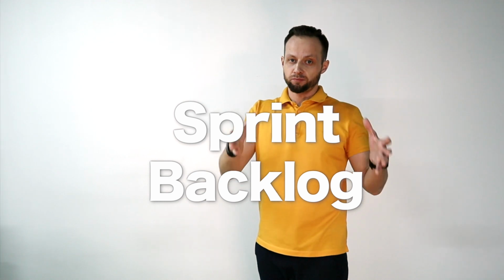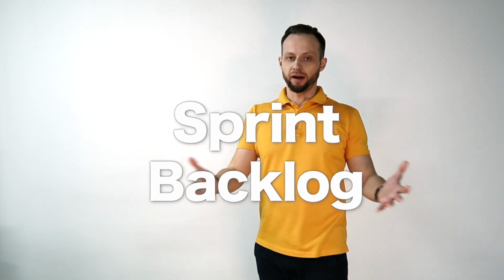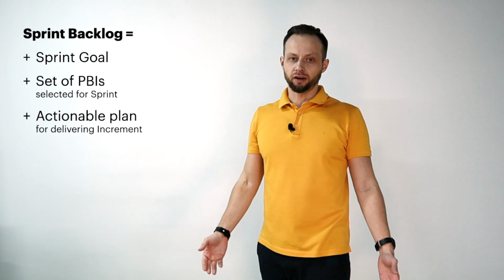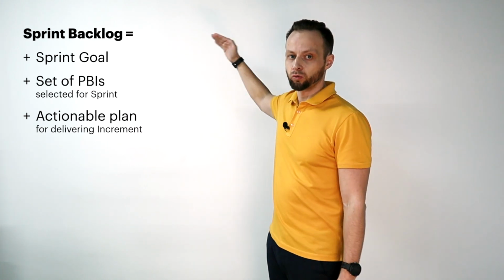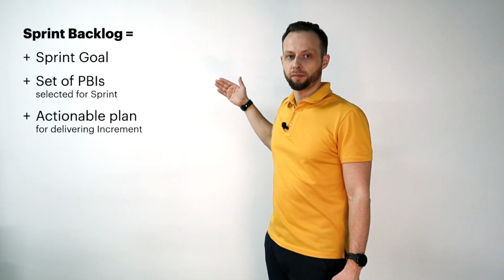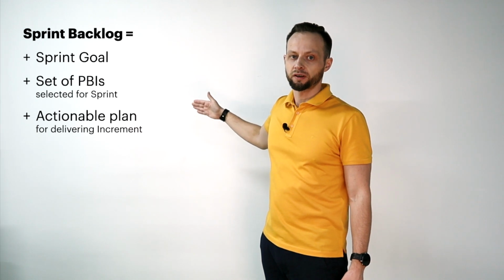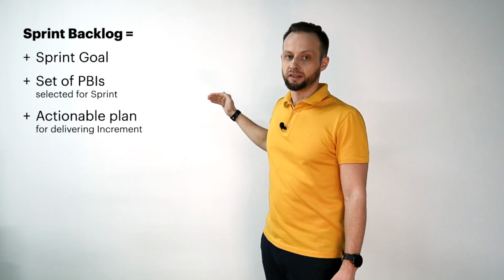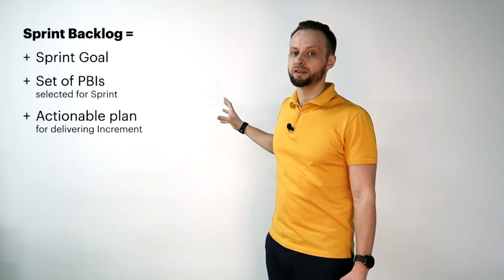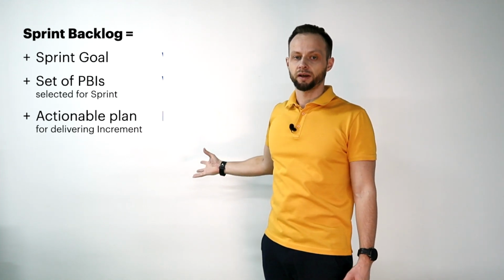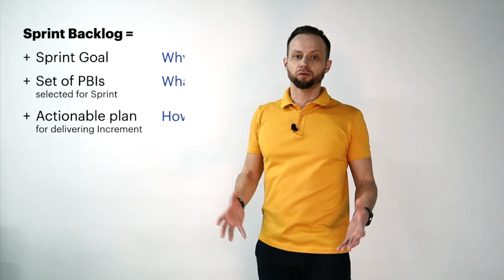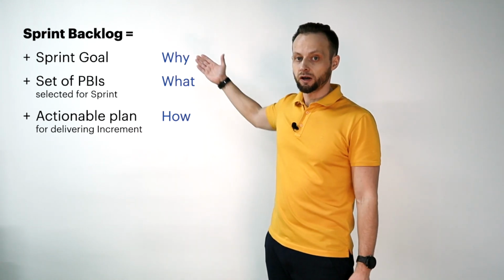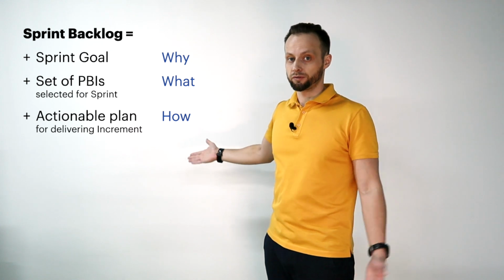The result of the sprint planning is a sprint backlog. The sprint backlog is composed of the sprint goal, the set of product backlog items selected for the sprint, and an actionable plan for implementing selected product backlog items and delivering the increment. These elements answer the questions why, what, and how, respectively.